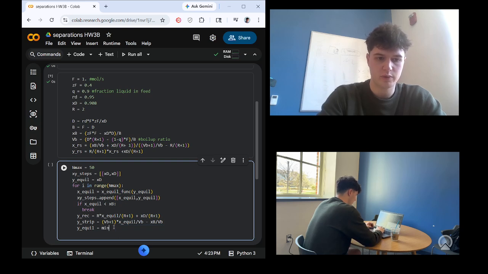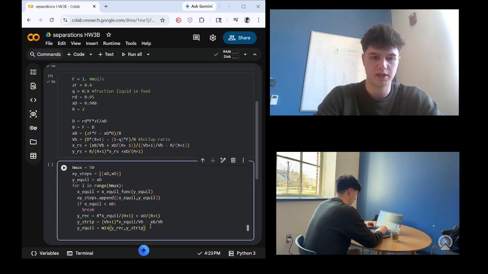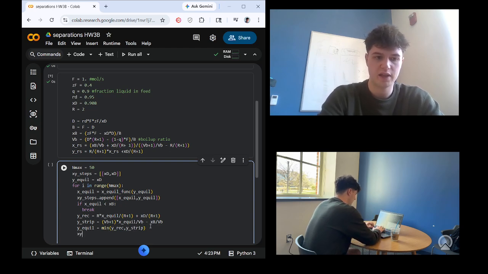And then here we want the minimum value from our y rectifying and our y stripping. I hope it's kind of coming together why we did what we did in the first part of this. And then we want xy steps, and we want to append the current library, which will then be x equal, comma, y equal.